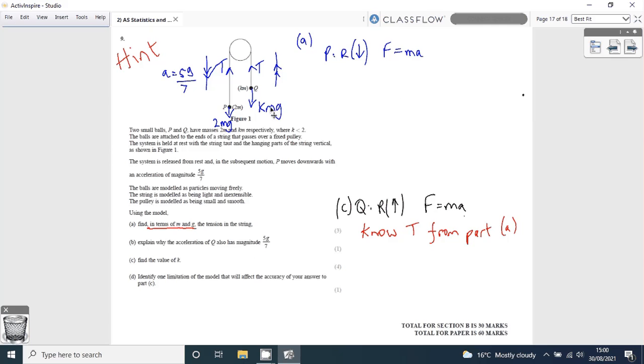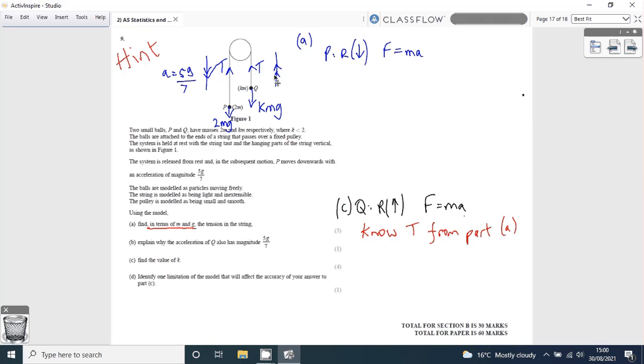Now for part B, why is the acceleration of Q also the same? So just think about it. How come the acceleration downwards is the same as the acceleration upwards? What part of the question makes it clear, from the facts that were given, how do we know that that acceleration is going to be the same?